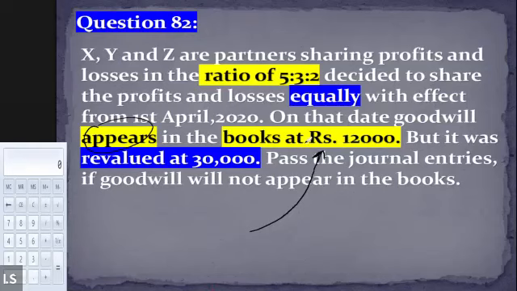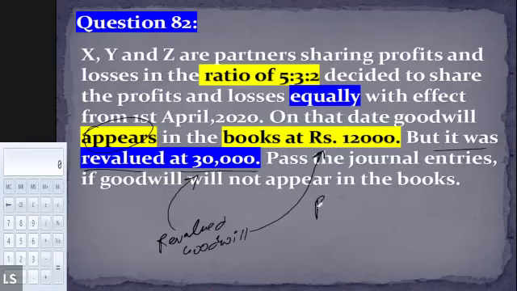Yes, sir. Okay. And then the question is also telling us that the same goodwill has been revalued by the firm at rupees 30,000. So that simply means this is the revalued goodwill, or you can also call it self-generated goodwill. And this is the purchased goodwill. So in this question, we have two values of goodwill, and both these values need to be treated differently.